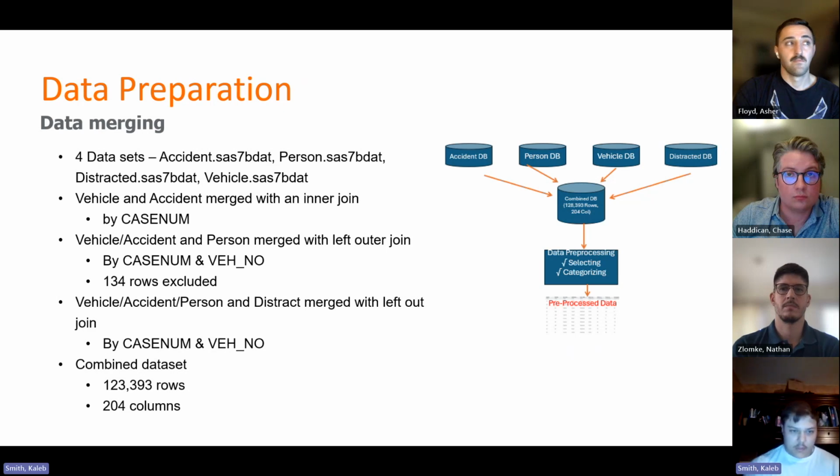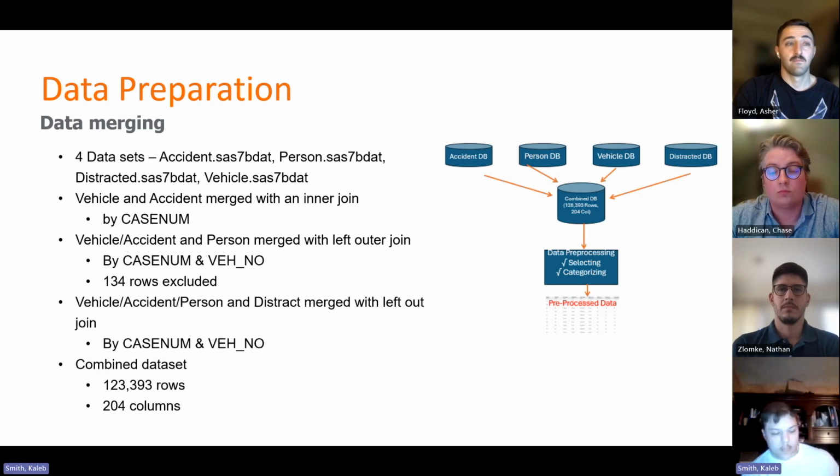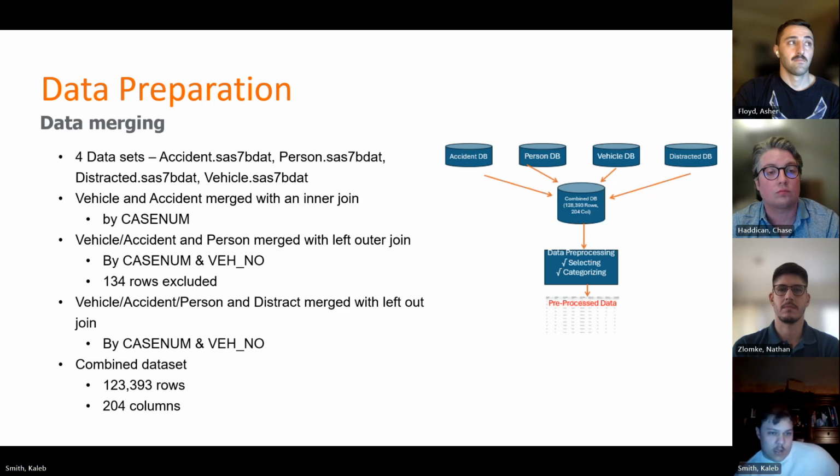Next, with the combined data set, the person was merged with a left outer join by case number and vehicle number. What this did was only join matches from the person file that had case number and vehicle number matching on the already combined data set. With this, 134 rows of data were deleted that did not fit the qualifications to be joined with that method.